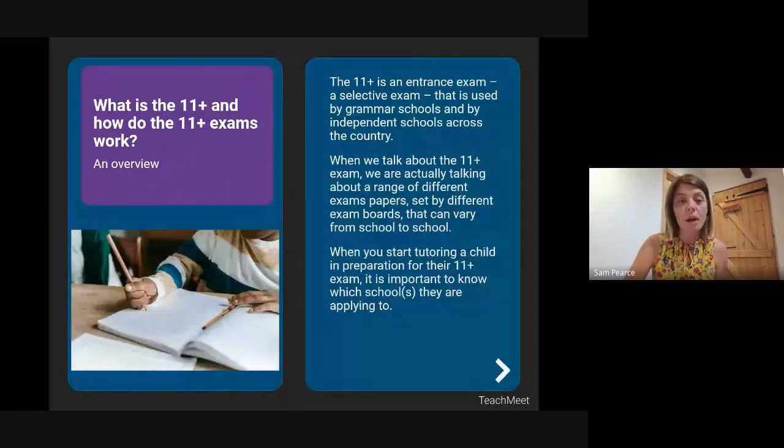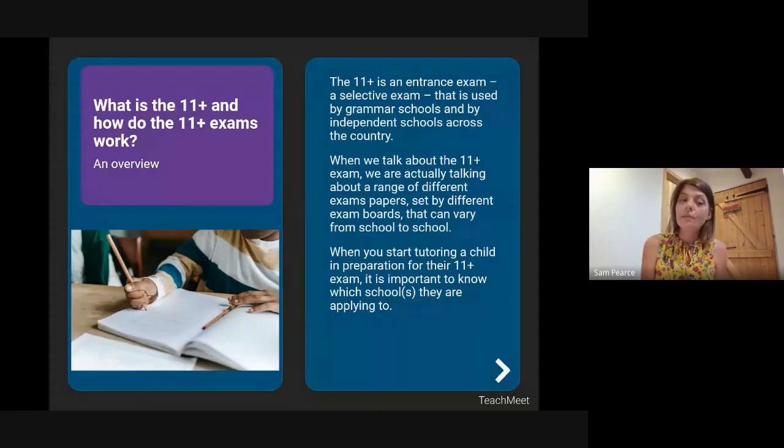Independent schools are private schools, and some of them work closely with private primary schools, prep schools, and others don't. But there is a difference between those two types of schools, and the way in which they run their 11+ exams, their entry exams, can change, can be different. So it's important to know that there is that difference there.